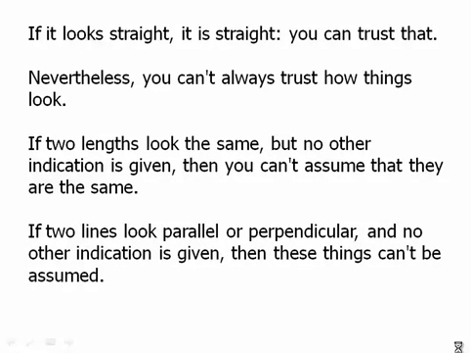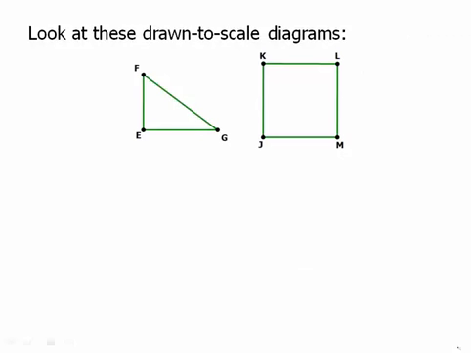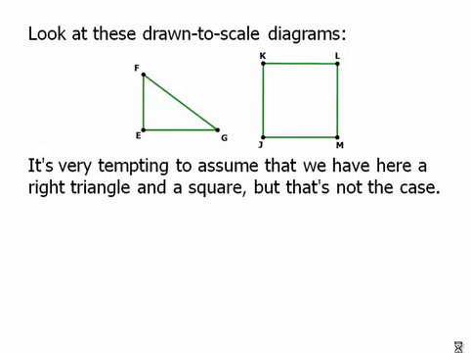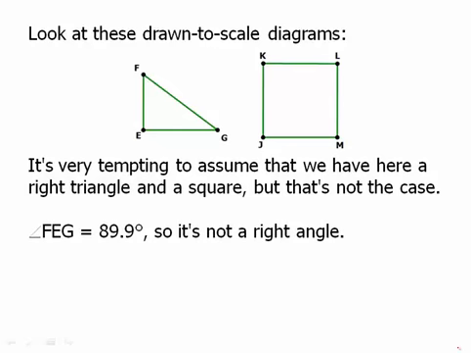And in fact, even if you're told that you have diagrams drawn to scale, so these are in fact two drawn to scale diagrams. Certainly looks like what we have is a right angle and a square here. It's very tempting to assume, yeah, a right angle and yeah, a square, but that's not the case. Even if things are drawn to scale, here I've drawn angle FEG to be 89.9 degrees. So that's not a right angle. That is not a right triangle. In fact, triangle FEG is really an acute triangle with three angles less than 90 degrees.